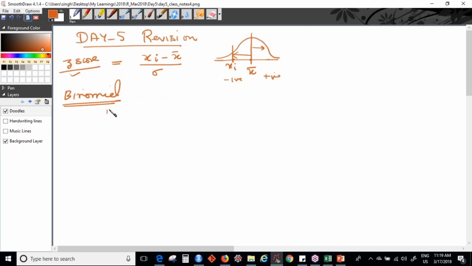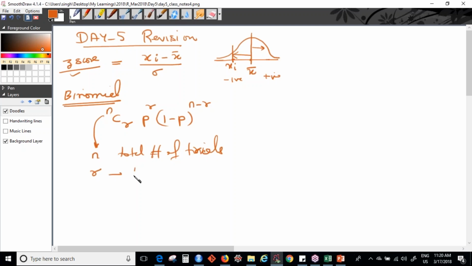So the formula we saw for that was nCr p to the power r (1 minus p) to the power n minus r. This was the formula for binomial theorem, where n was the total number of trials. Okay. Total number of times you are tossing a coin, or total number of times you are rolling a dice, or so on. Okay. r is the number of successes you are looking for. Okay. So how many heads do you want, or how many sixes do you want? So that is your r.